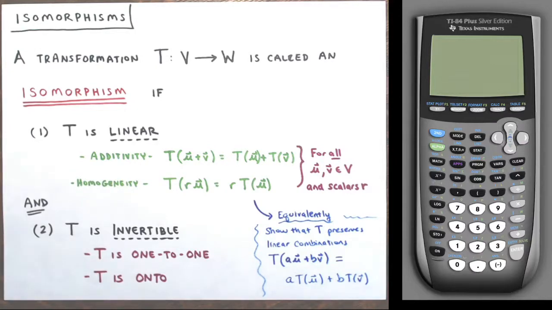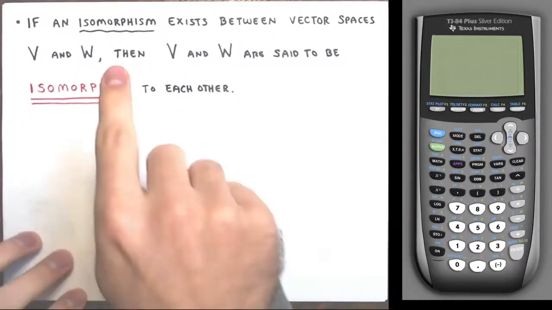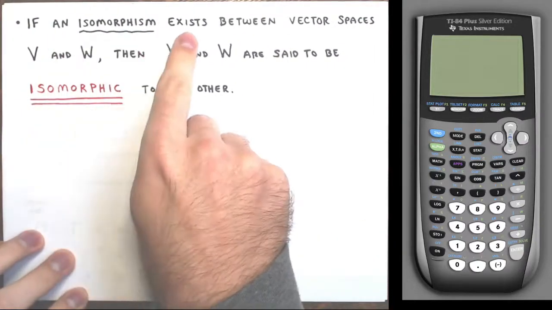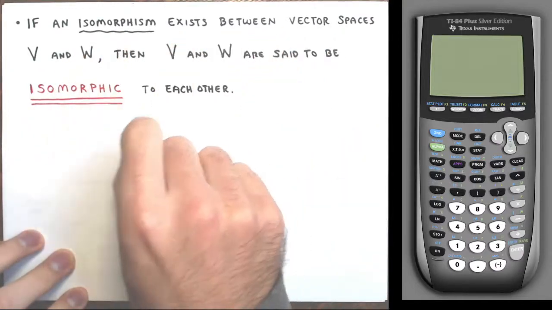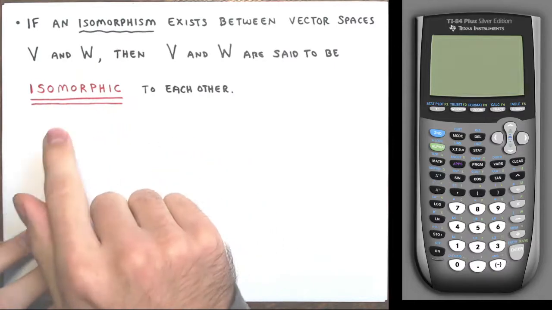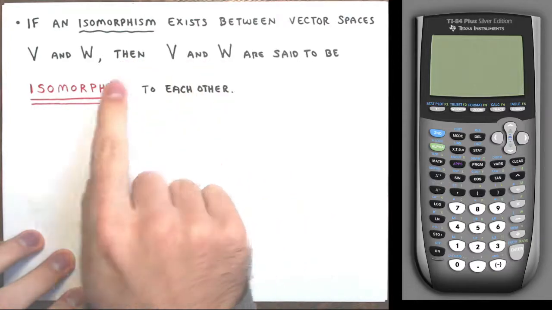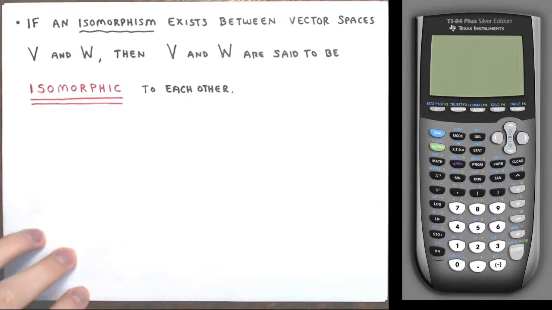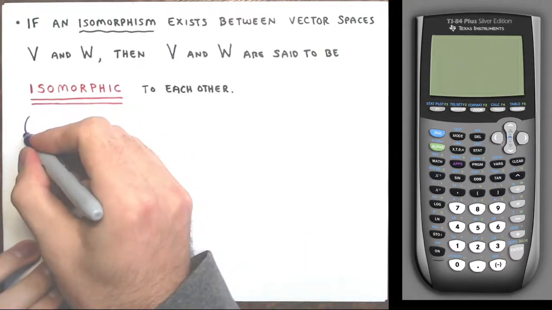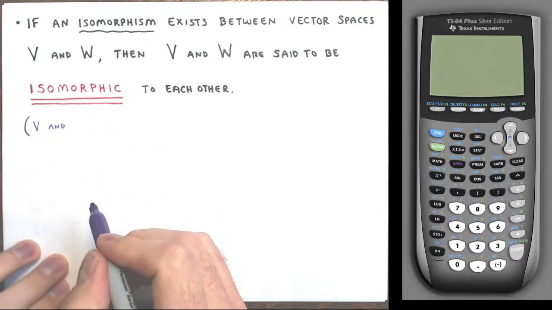Alright, and then one other definition associated with this. If an isomorphism exists between vector spaces V and W, so that means you can find a transformation between V and W that's both linear and invertible, then we say that V and W are isomorphic to each other. Another way to think about that too is if V and W are isomorphic, that would mean that V and W have a similar structure.